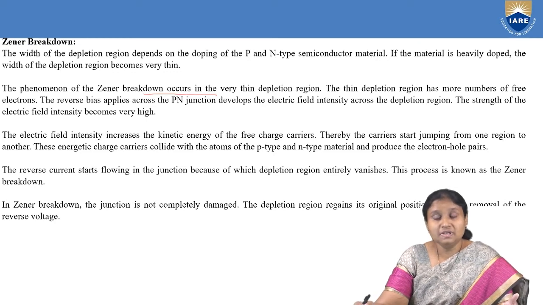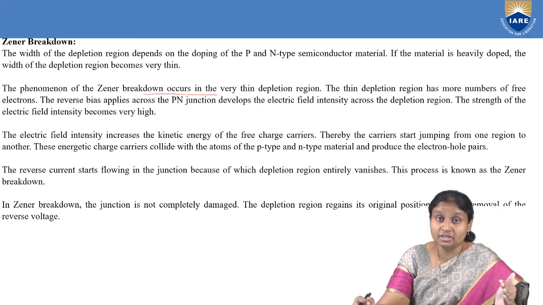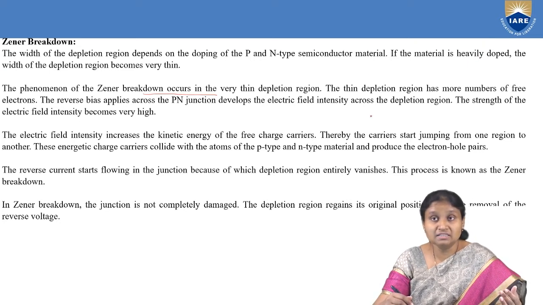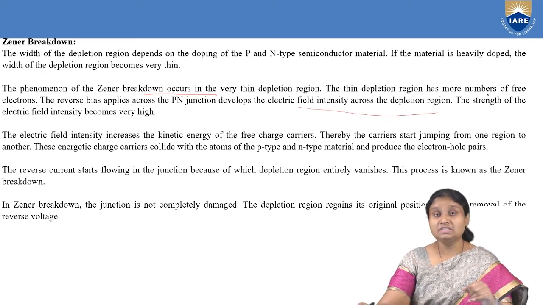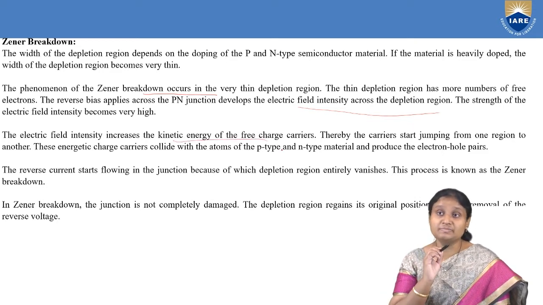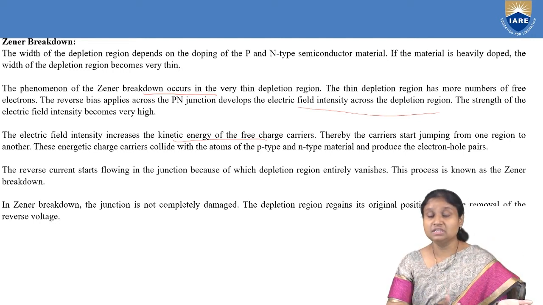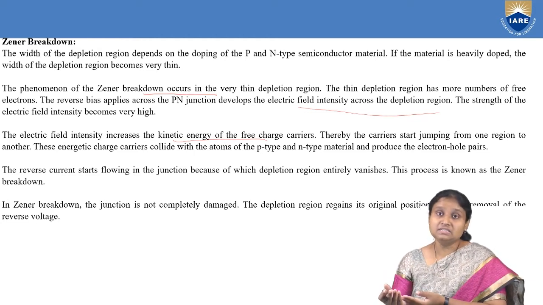So here the depletion region, unlike our normal diode where we have many immobile charge carriers, is thin and consists of more free electrons. Once we reverse bias it, there will be an increase in the intensity of the electric field across the depletion region, and because the intensity of this electric field is very high, it is going to provide kinetic energy at low reverse bias voltage. This we have to understand. Whatever process takes place at high reverse bias voltage in a normal diode, that process takes place at low voltages in the case of the Zener diode.